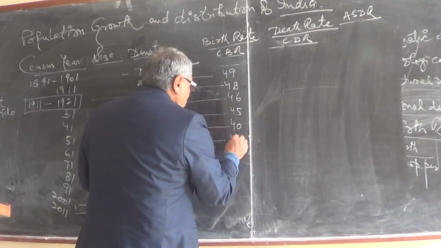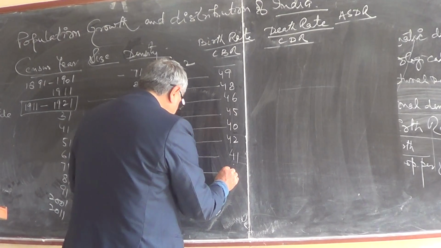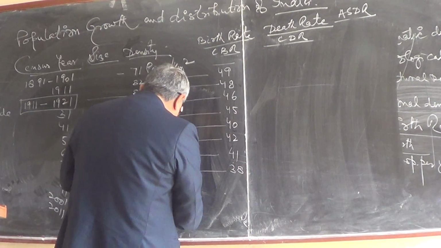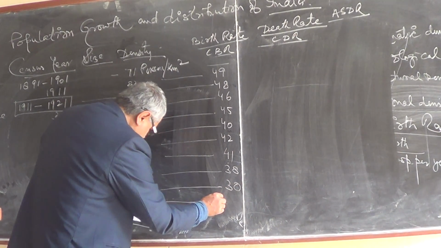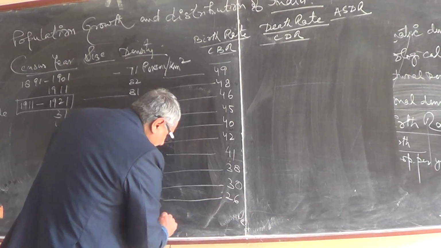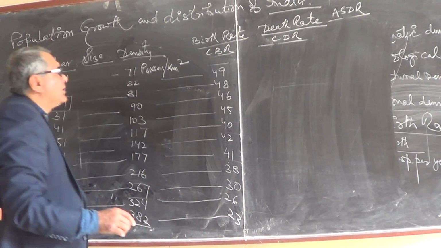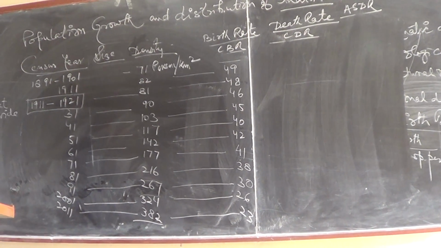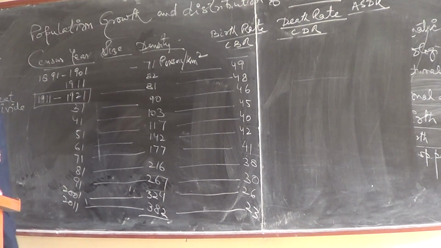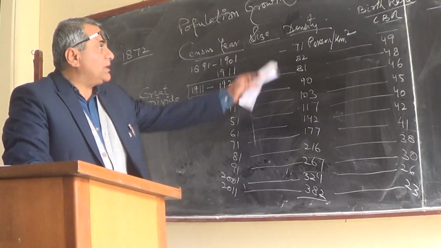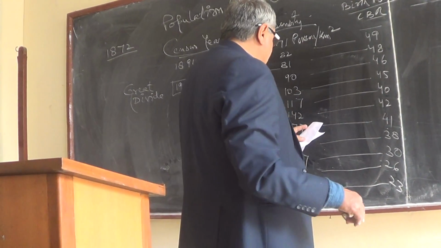Then 42, 41, this is 38, 30, rapidly declined, and 26, and now it is 23. So these are the numbers of births per 1000 population per decade, because this data is based on the decadal birth rate.